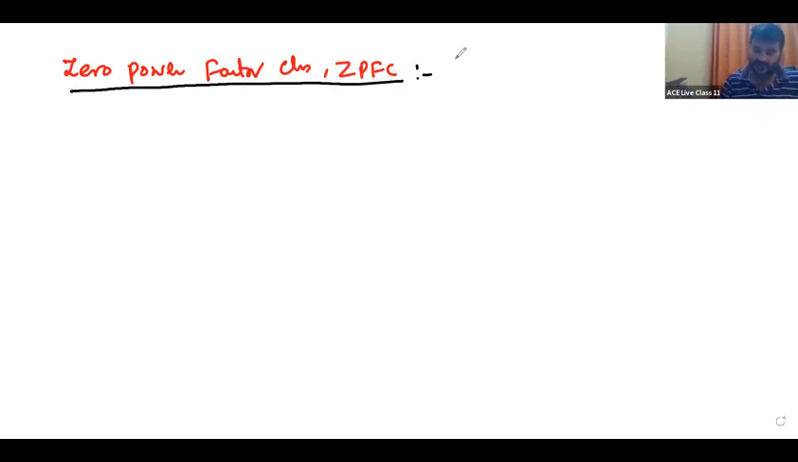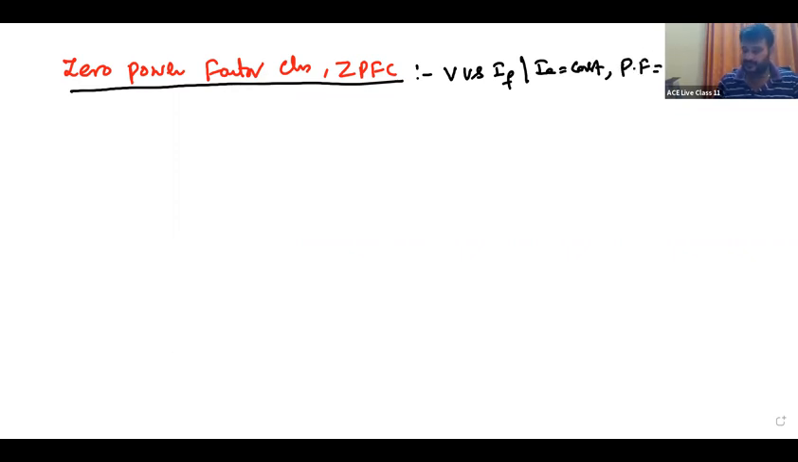And we know what ZPFC is. ZPFC is V versus IF, with IA constant, voltage versus IF, power factor ZPF lagging, and speed constant. It is the variation of terminal voltage with respect to field current, with armature current constant and other things kept constant.